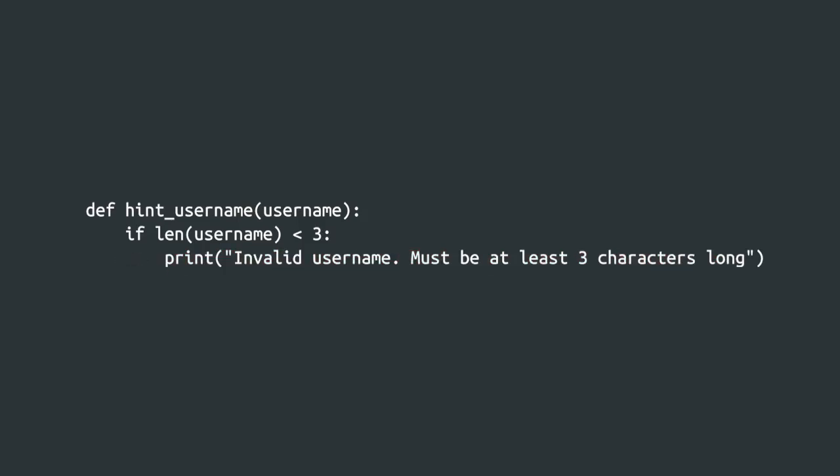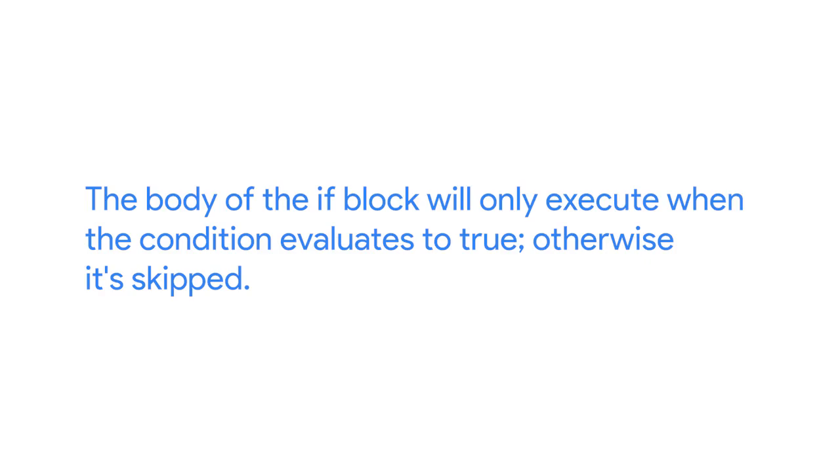You may notice that there are some similarities between how an if block and a function are defined. The keyword, either def or if, indicates the start of a special block. At the end of the first line, we use a colon, and then the body of the function or the if block is indented to the right. But there's also an important difference between how an if block and a function are defined. The body of the if block will only execute when the condition evaluates to true. Otherwise, it's skipped.